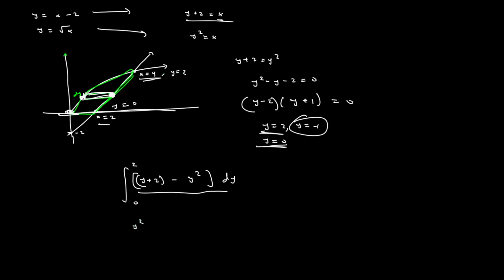So y squared plus 2 divided by 2y minus y cubed divided by 3 from 0 to 2. This is simply equal to 4 divided by 2 plus 4 minus 8 over 3. So this is 6 minus 8 over 3. So this is equal to 10 over 3. And that is the same answer that we got before if you were to look back in the video.